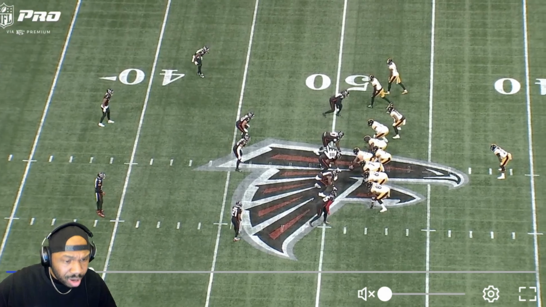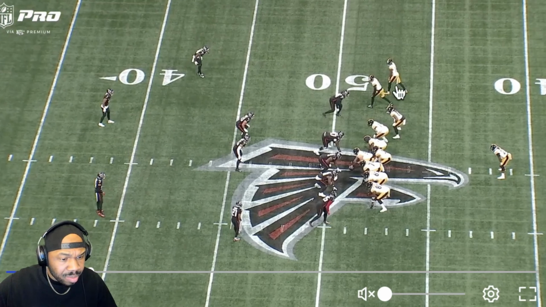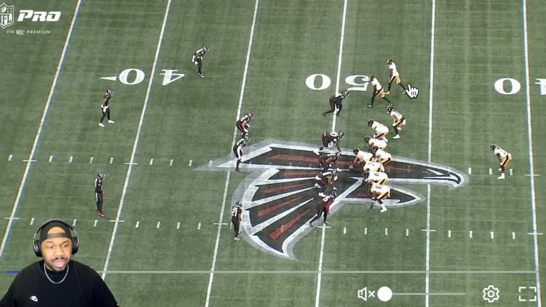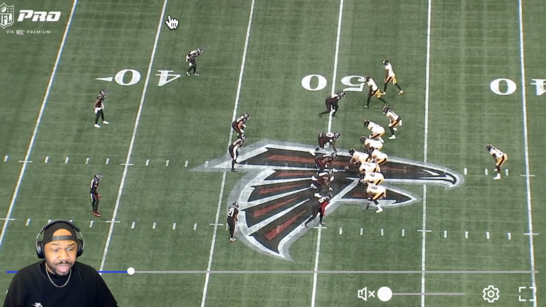All right. So the ball's on this hash. This is going to be our boundary side. The opposite is the field side. We have a 1, 2, 3 by 1 boundary side alignment. That's 1, 2, 3 receiving threats on this side of the field and 1 on this side of the field. Defense is showing middle field open concept. Look how far they're playing off.